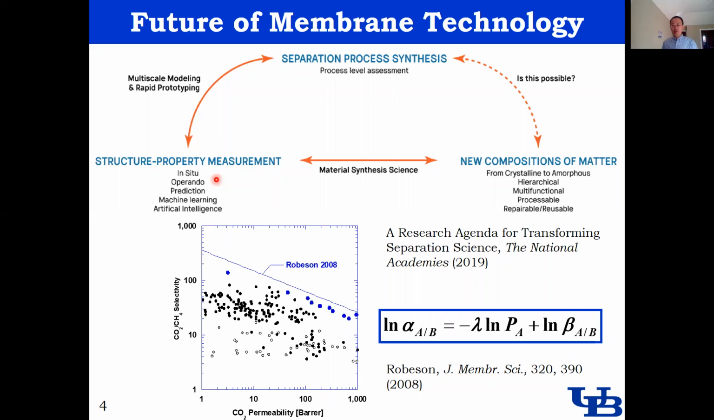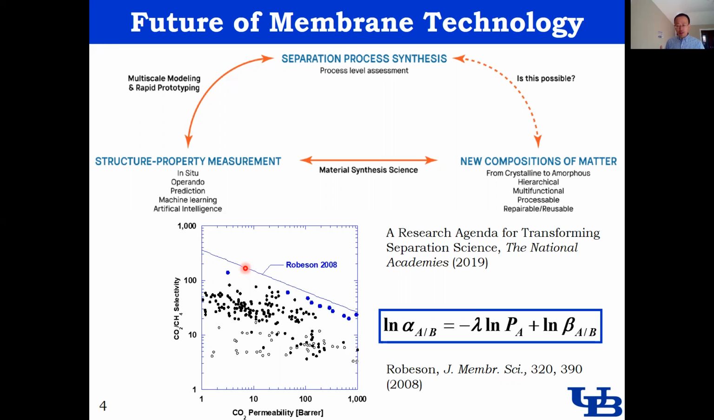These identifications are consistent with a long-term conundrum in the membrane separation field, which has been articulated using Robeson's upper bound. It shows the selectivity as a function of CO2 permeability, here for CO2 methane separation. This line shows the highest selectivity possible for any given CO2 permeability.